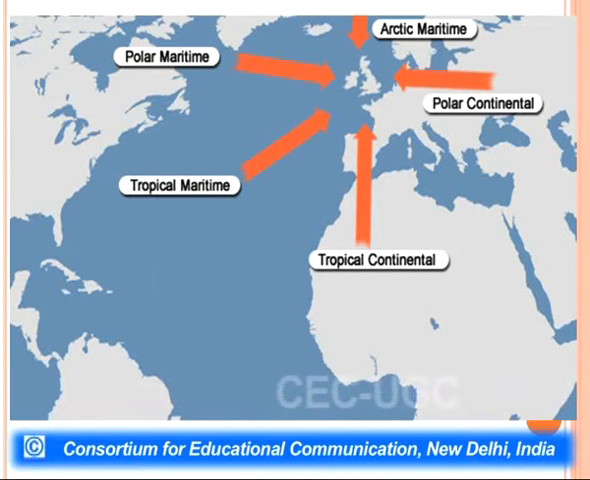Polar maritime air mass moves towards Europe. It develops over the northern part of the Atlantic Ocean, and at the source region it is cool but moist. How is it moist? Because the northern part of the Atlantic Ocean is largely affected by warm ocean currents. You must have heard about the Norwegian warm current.